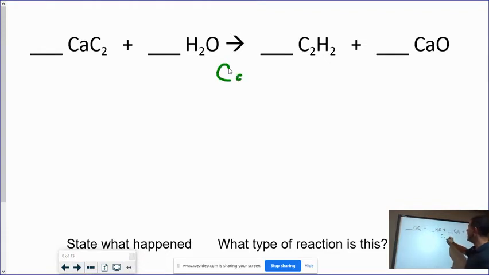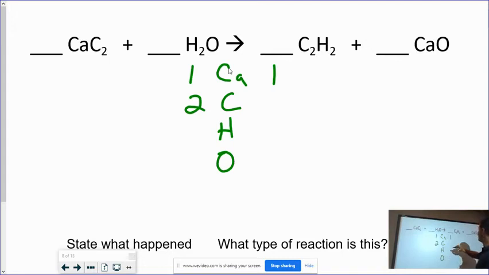So I go Ca, I go C, I go H, I go O. It doesn't matter what order you put them in. It really does not matter whatsoever. I have 1 calcium on the left-hand side, and I have 1 calcium on the right-hand side. And I have 2 carbons on the left-hand side, and I got 2 carbons on the right-hand side. I have 2 H's on the left-hand side. I have 2 H's on the right-hand side.